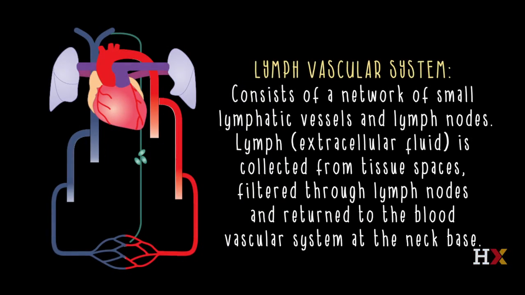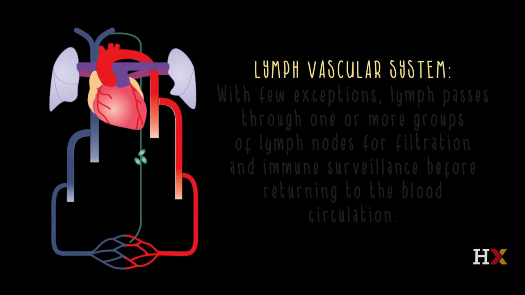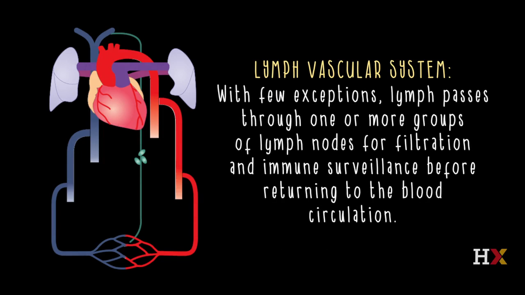So the fluid begins as extracellular tissue fluid. As lymph passes through the lymphatic channels, it usually reaches one or more groups of lymph nodes. There are very few regions of the body, the back of the liver is actually one of them, where lymph does not pass through at least one set of lymph nodes. And again, as lymph passes through the lymph nodes, it's filtered for particles, and any foreign proteins are presented to the immune system for recognition.